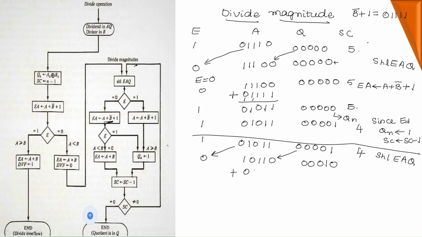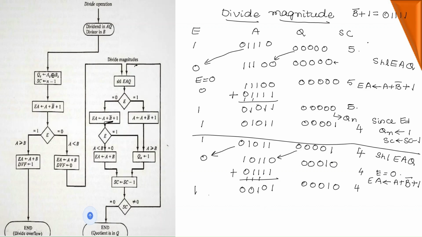What is B complement? 01111. Add it with A. 11 plus 11011 1010. So you get a carry of 1 that will be stored in the E flip-flop, and 00010. E is equal to 1. So you are performing EA implies A plus B complement plus 1. Right? Now after performing, what do you have to do?